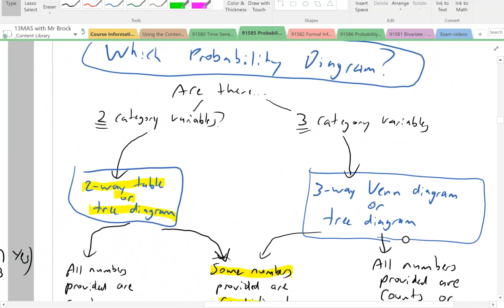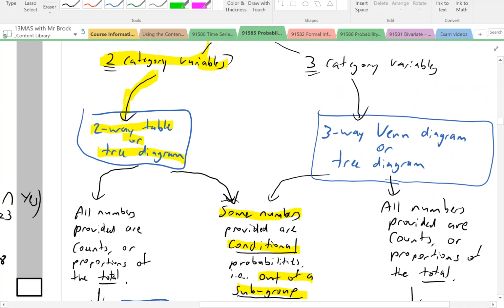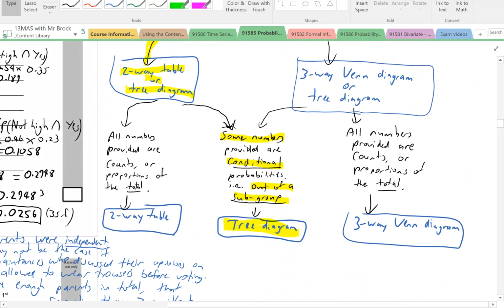So that means that we are here, and so we're either going to be using a two-way table or a tree diagram. Now, which one's easier? Well, I think most people find a two-way table easier. So if you can do a two-way table easily, then you're going to. The way we can tell is if all the numbers provided are counts or proportions but of the total, then it means we can use a two-way table. If, however, some numbers provided are conditional probabilities, that means proportions of a subgroup, then we have to use a tree. Well, then it's much easier to use a tree diagram than a table.